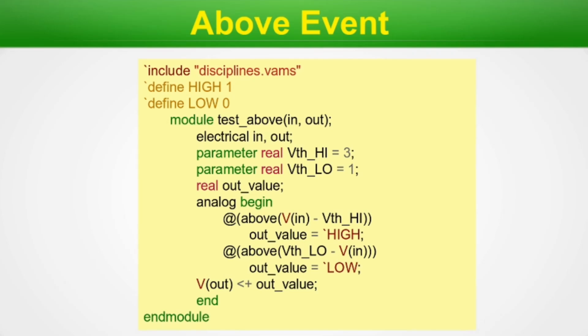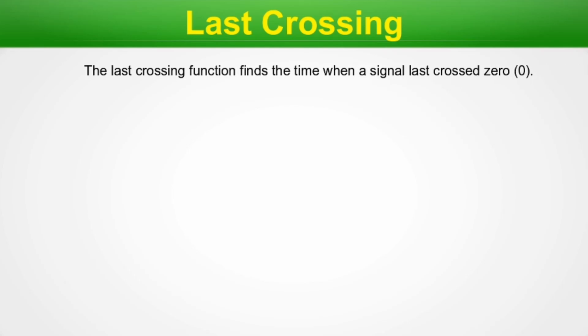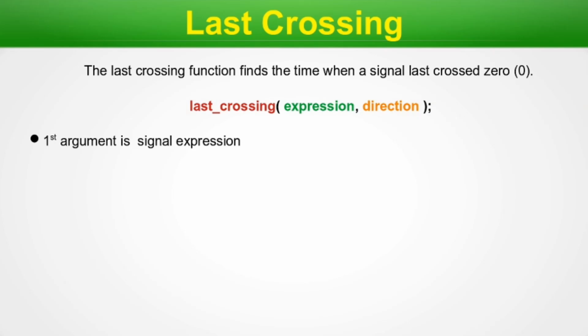So in this example, we exemplify how we use the above statement. So let's move on to last crossing. We have earlier used the cross. Whenever multiple crosses are there, this will detect the last one. So the last crossing function finds the time when the signal last crossed 0. The expression is last crossing, then expression, then direction. The first argument is a signal expression. The direction is a flag with 3 possible values: -1, 0 and +1.